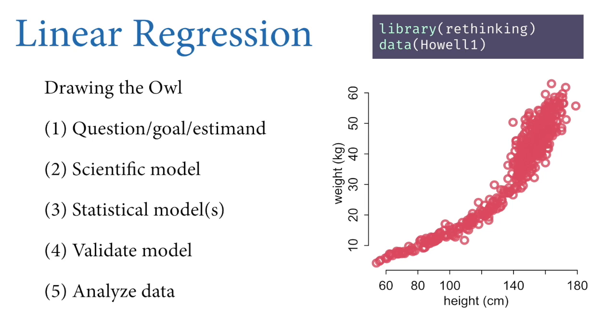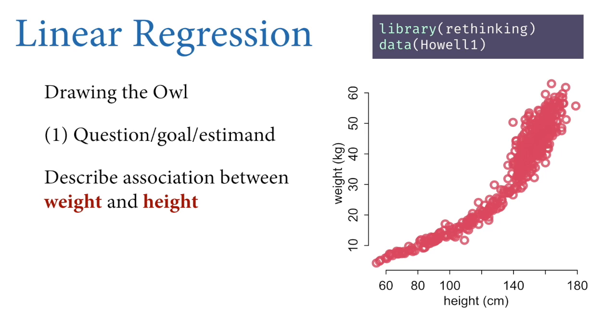So we're going to start with a basic question about these data, just to describe the association between weight and height. And what I want to convince you of, and I don't think it'll be hard, is that this is not such a simple problem, actually, describing this, because you have to think quite carefully just to describe these things.